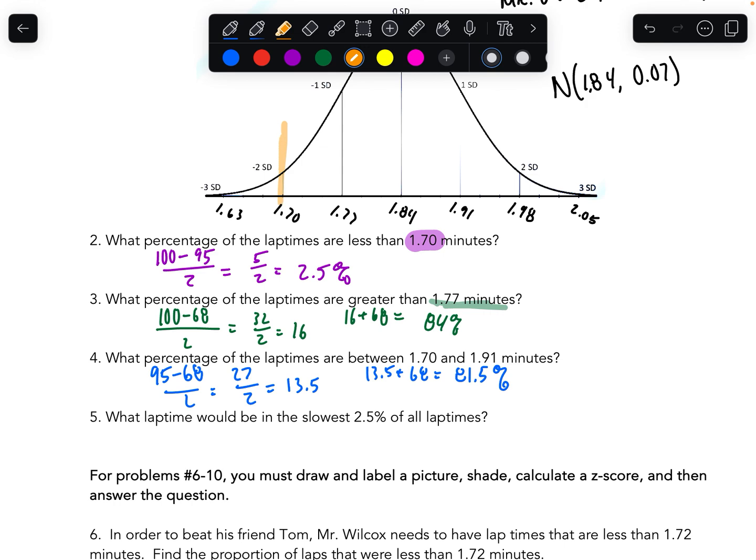Between two standard deviations is 95%, so on the outside would be 5%, and then we cut that in half and we get 2.5%. So there's our 2.5 number we're looking for. And so it's 2 standard deviations away from the mean that would give us that value. So the lap time that would be in the slowest 2.5% of all lap times would be 1.98 minutes.